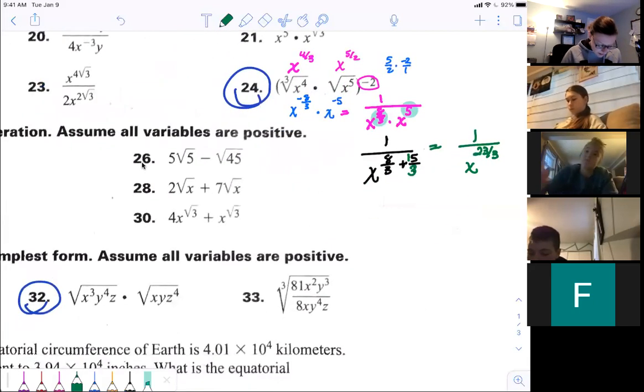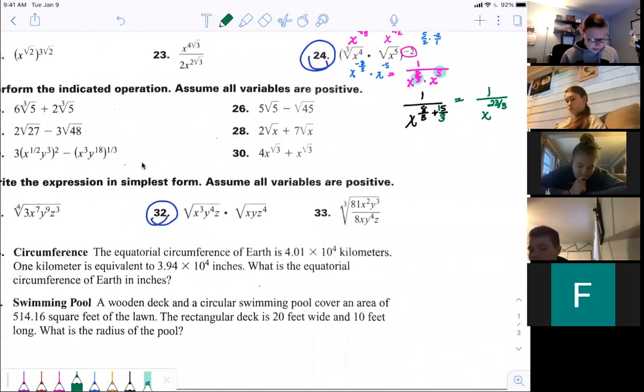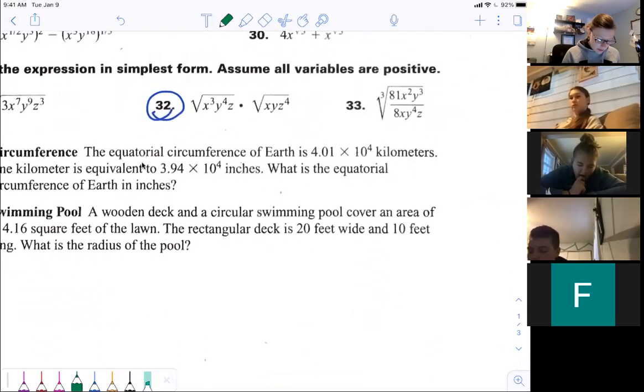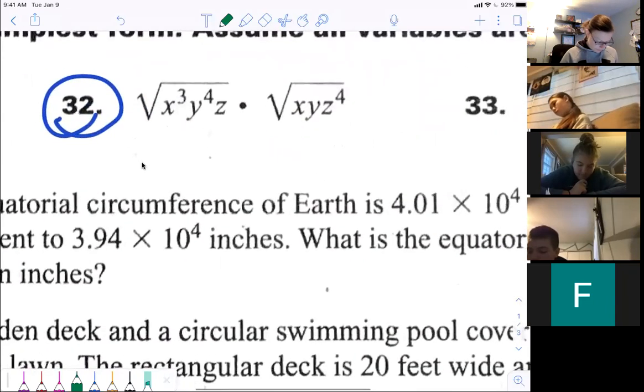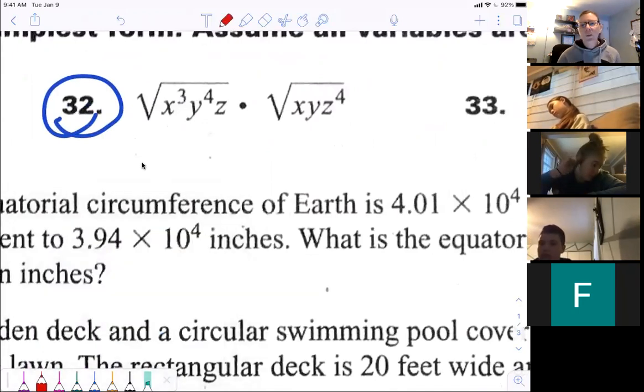All right, the last one I thought we would look at is number 32, to flip my numbers there. And again, you'll have a problem similar to this as well. So with the variables included in it, trying to multiply the two expressions together. So if you look at number 32, we have the square root of x cubed times y to the fourth times z, and then the square root of xyz to the fourth.